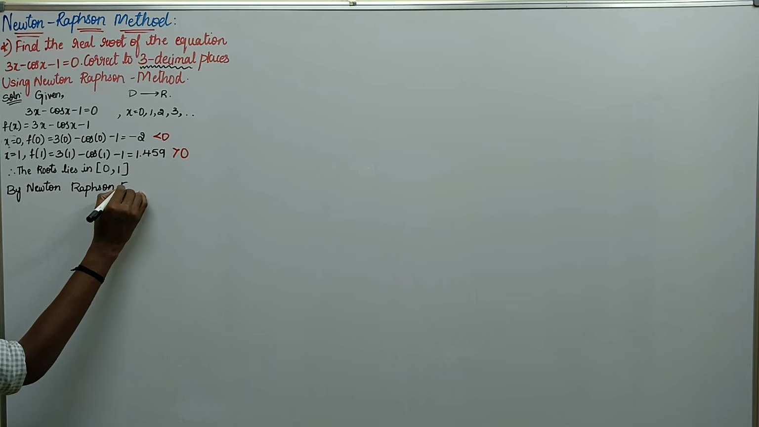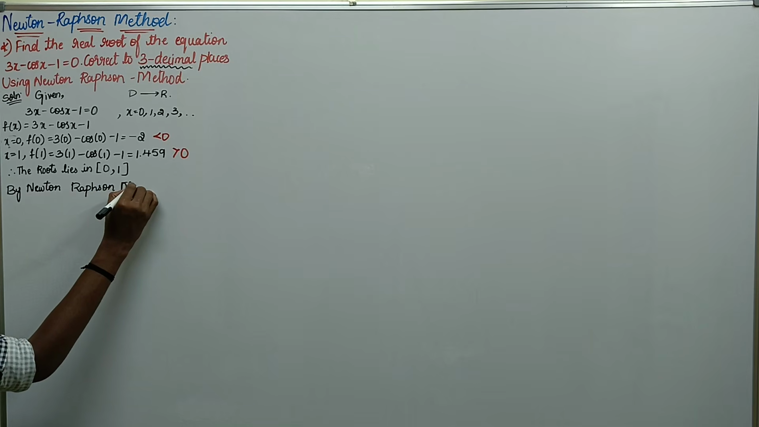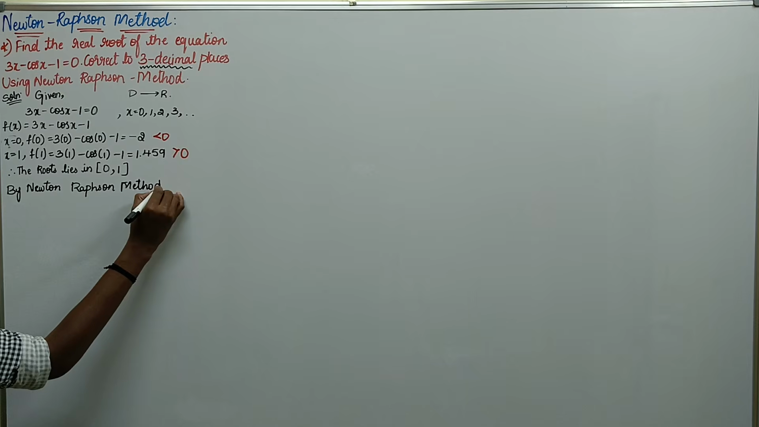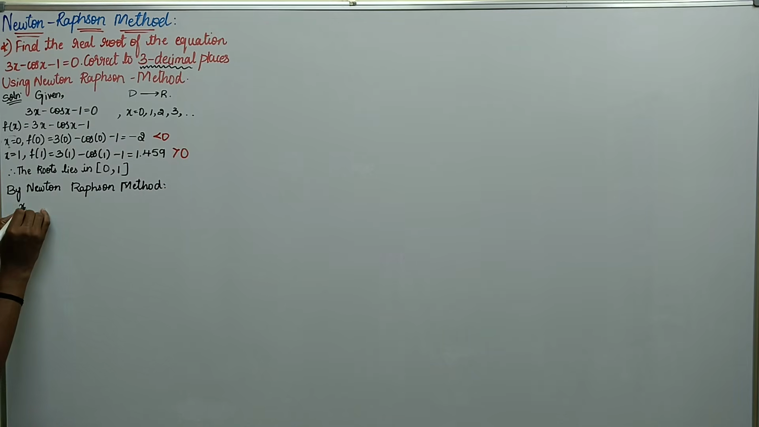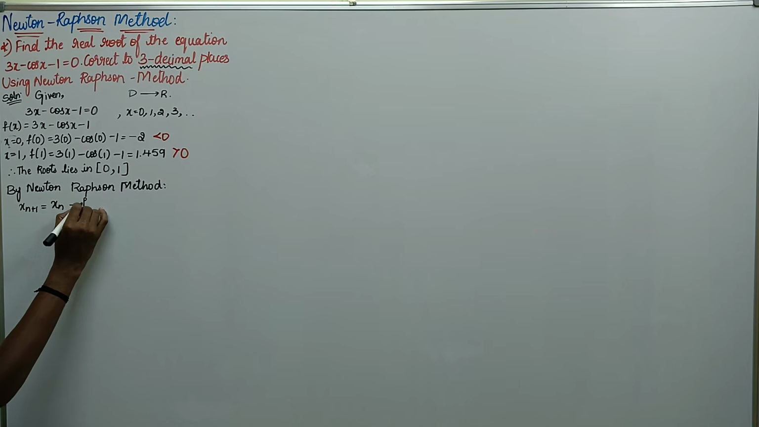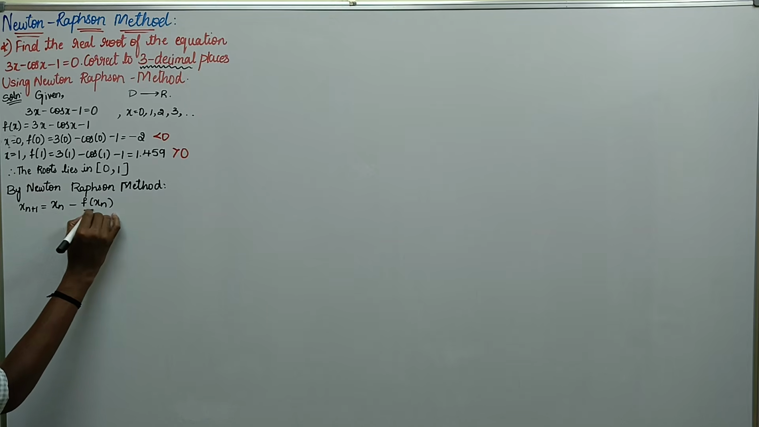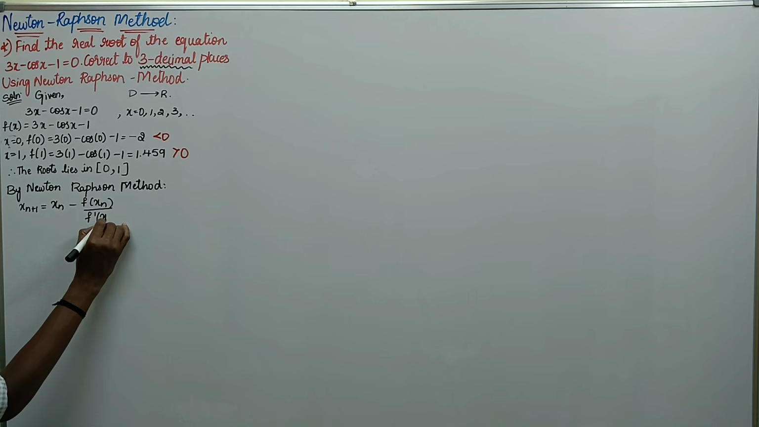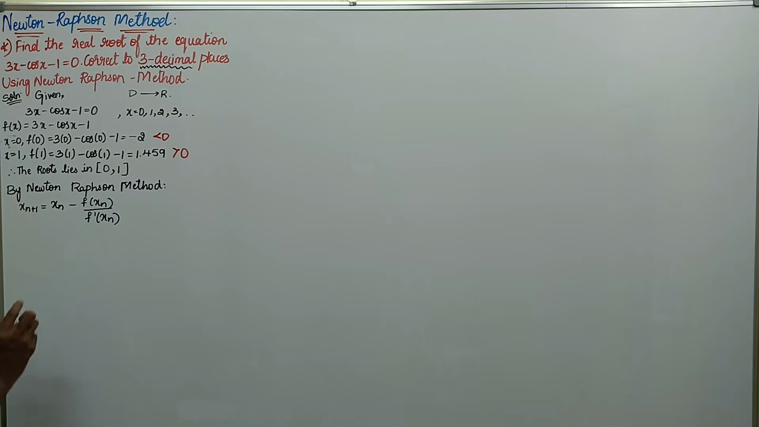the Newton-Raphson method or formula is given by x n plus 1 which is equal to x n minus f of x n divided by f dash of x n. This is the standard formula to represent the Newton-Raphson method. Got the point? Considering this only we are going to represent the solution.